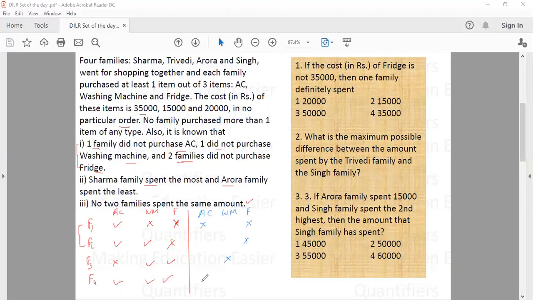Okay, and F4 is a family which is purchasing all three items. So that means you will get that F1 is a family which is purchasing a washing machine. F2 is a family purchasing AC and washing machine. F3 is a family purchasing AC and fridge, and F4 is a family purchasing all three items, right? So these are the two cases available with us. Okay, now let's see which family is F1, which family is F2, etc.